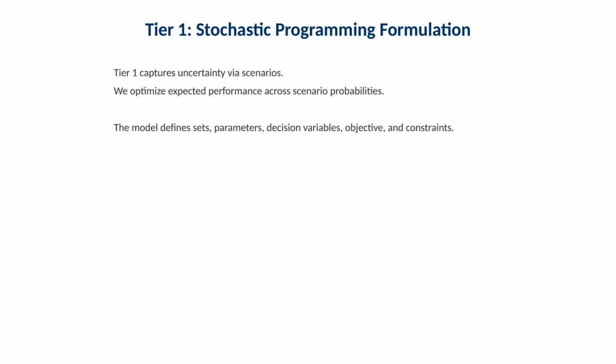Tier 1 treats Quay Crane assignment as a decision under uncertainty. Instead of optimizing for one assumed reality, it optimizes expected performance across multiple scenarios with different probabilities. This tier is the rigorous baseline. It defines the objects of the system, the decision variables, the objective, and a complete set of constraints. If a higher tier method is deployed, Tier 1 remains the reference for what correct and feasible means.